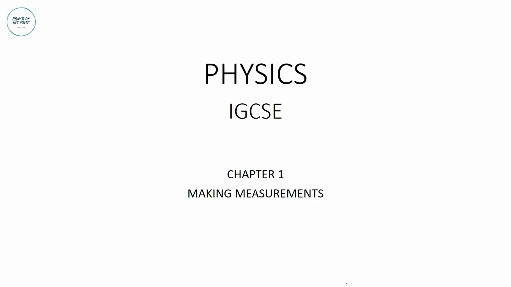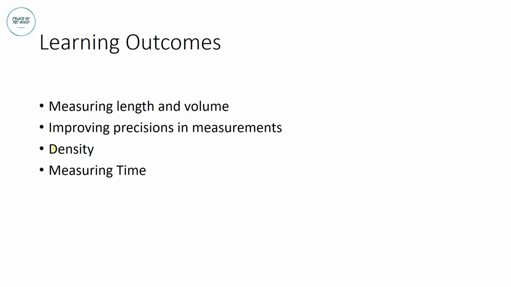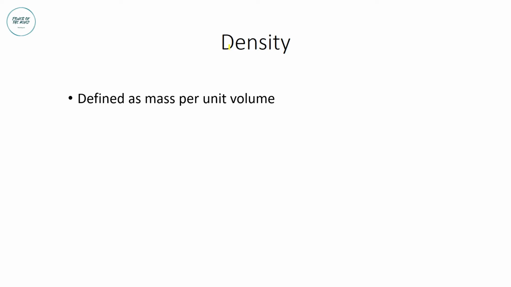Welcome back to our series of IGCSE physics. So today we are going to focus more on density. Okay, let's get started. Density is defined as the mass per unit volume, and in simpler terms is basically just the mass divided by the volume.